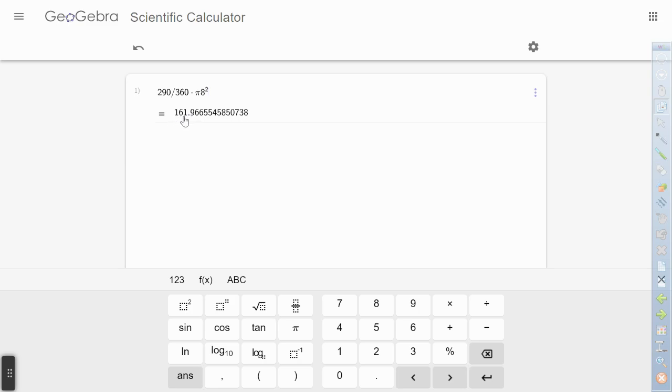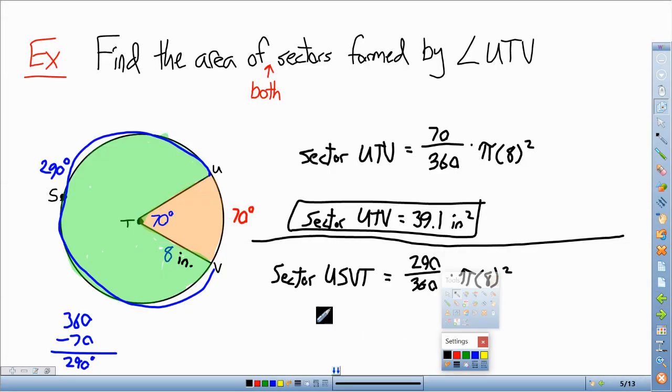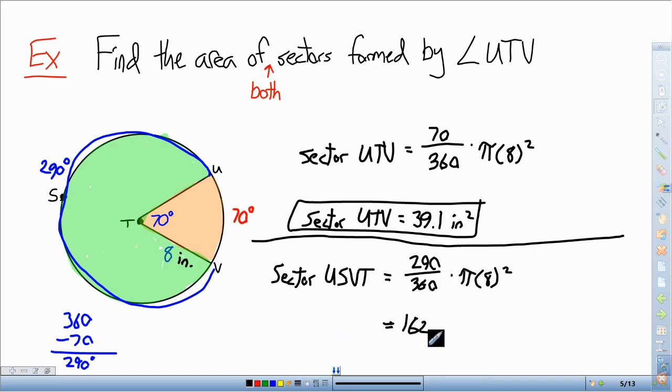So 162.0 is how I want to write this. I'm going to write it out first so I don't forget. 162.0. And again, our units are inches, so inches squared. And we can say sector USVT.